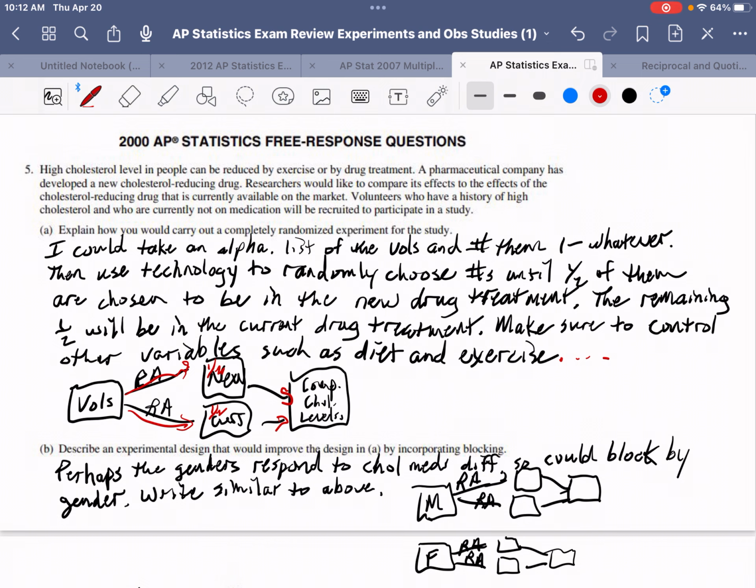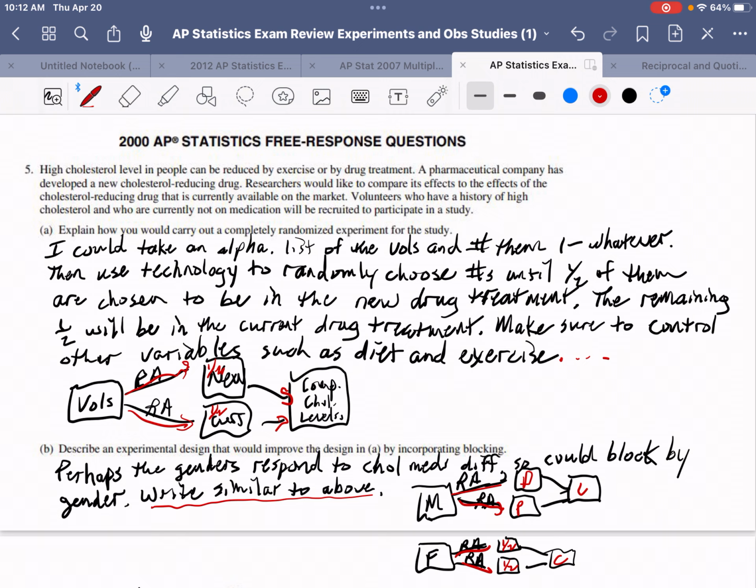Describe an experimental design that would improve the design in Part A by incorporating blocking. Well, perhaps the genders respond to cholesterol medications differently, I said, so I could block by gender. And I would write a lot of the same stuff as I did above. So I could say randomly assign half of the males to the drug and the other half of the males to the placebo, compare. Randomly assign half of the females to the drug and half of the females to the placebo and compare.